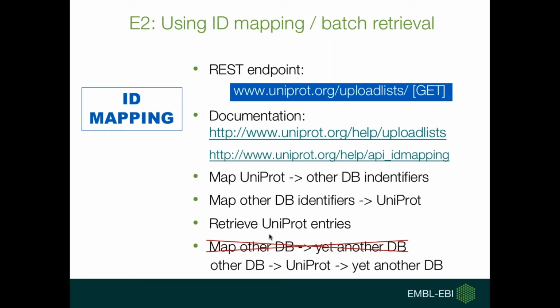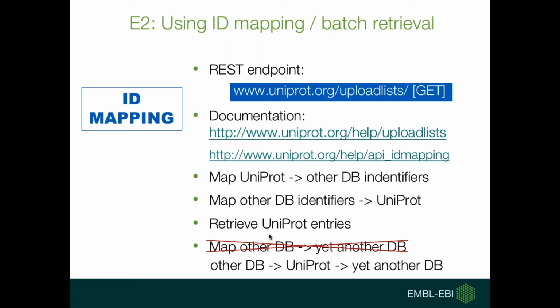With this, I'd like to move on to the next example, which is using the identifier mapping and batch retrieval services. The REST endpoint for this is www.uniprot.org/upload-lists/, and again it uses the HTTP method GET. There are 2 documentation pages for this that provide all the details necessary. What does this allow us to do?